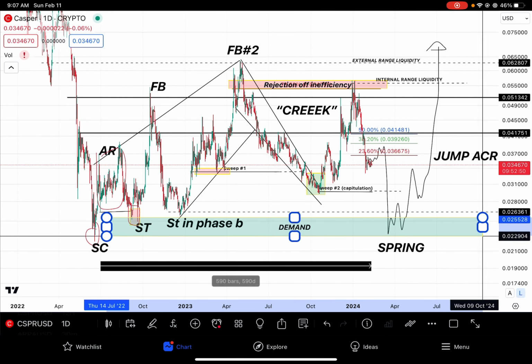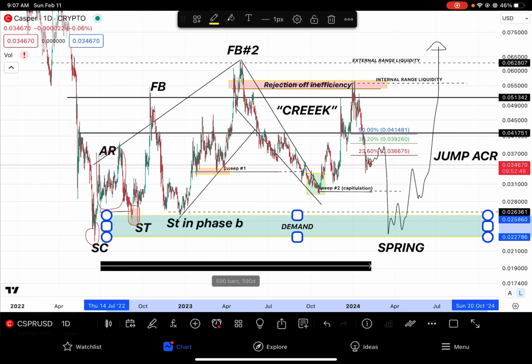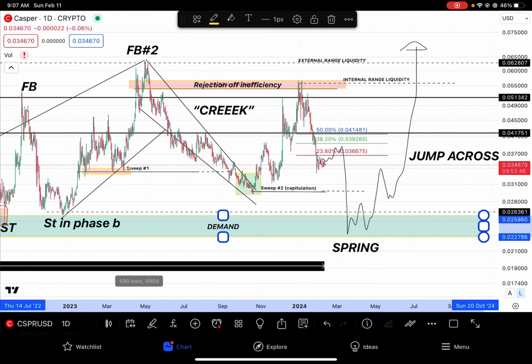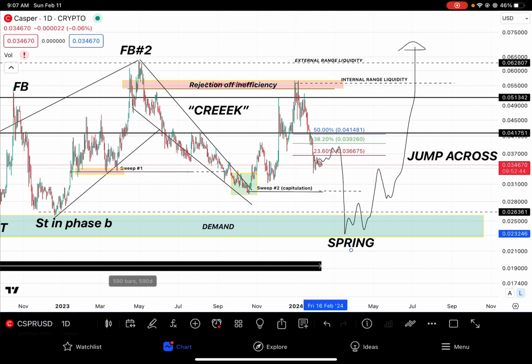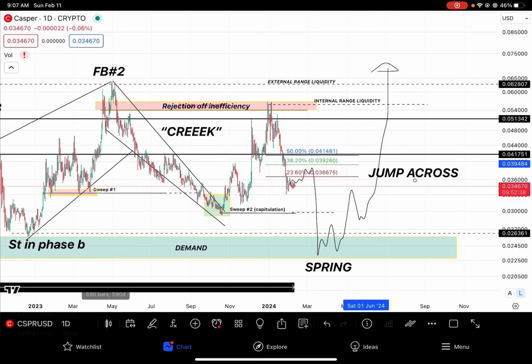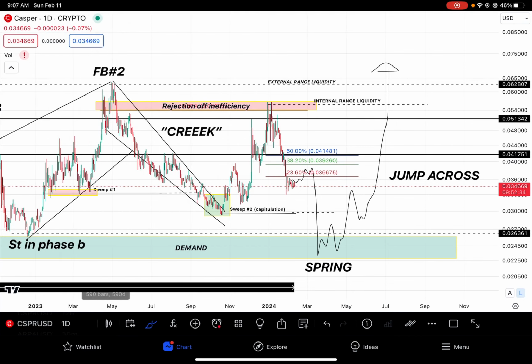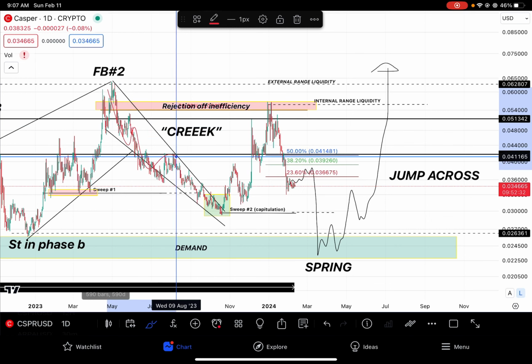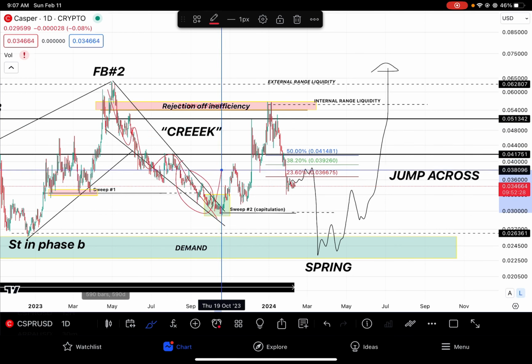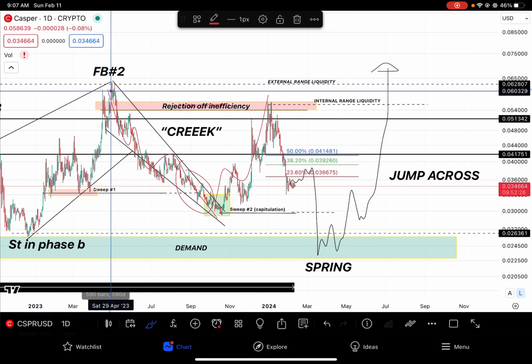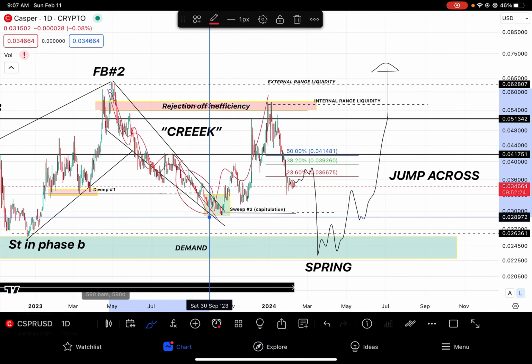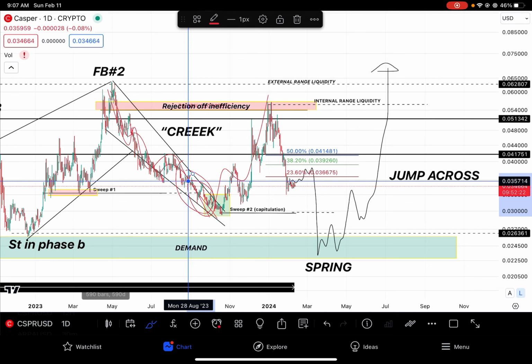Okay, so once we get down here, I will be buying Cspr, because this would be considered your last low before you have what's called a jump across the creek. So what you have over here is a falling wedge. You have a bunch of retail buying into this at the bottom. You have an ABC correction to the upside, so a 5-wave move down, right? All the retail buys here at the bottom of the wedge.